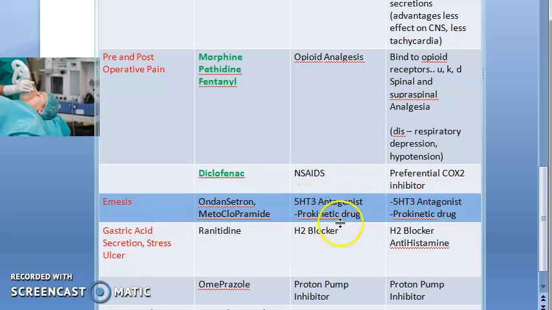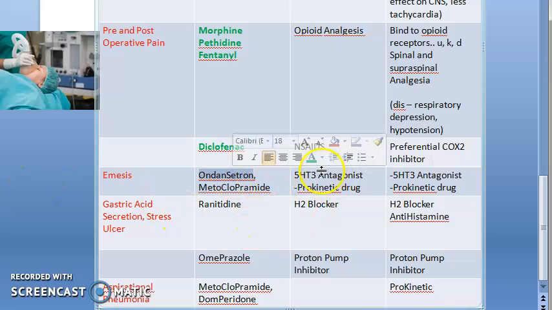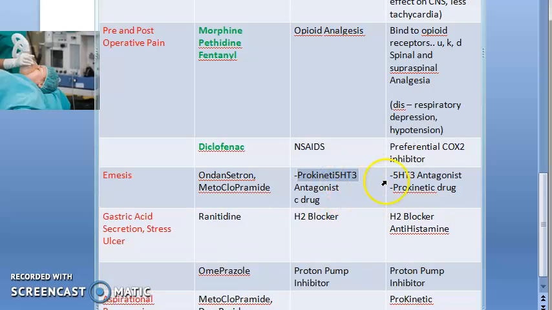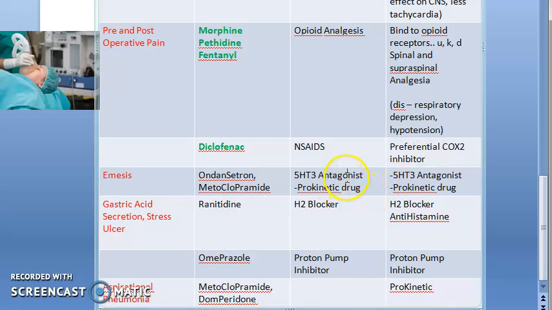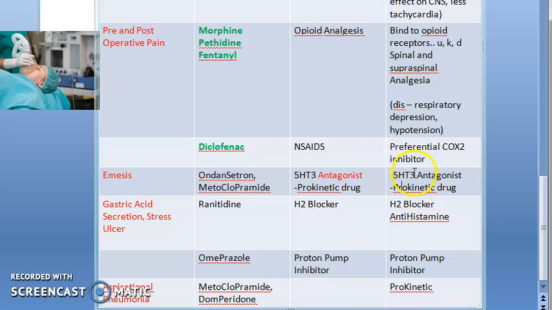Emesis. Now, emesis is a problem that you are expecting. So, how will you handle emesis? Obviously, with an antiemetic. Antiemetic example, ondansetron, metoclopramide. How does ondansetron work? It is a 5-HT3 antagonist, serotonin antagonist. Antagonist is it is going to inhibit the action. Alright. So it is an antagonist, 5-HT3 antagonist.